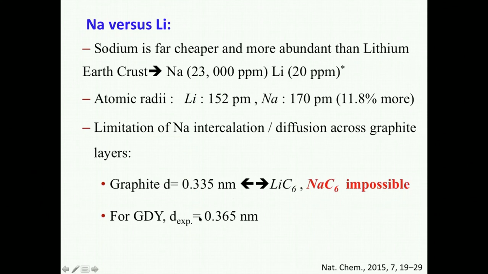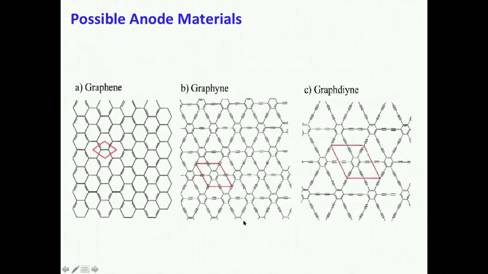It has an interlayer spacing of 3.65 angstrom or 0.365 nanometer. That's a bigger interlayer spacing, because in a battery, lithium or sodium intercalates between the layers, so we should have enough spacing between the layers. For graphite, it's 0.335 nanometer or 3.35 angstrom, and here it's 0.365 nanometer. So that's more. Here we have graphene and graphdiyne.